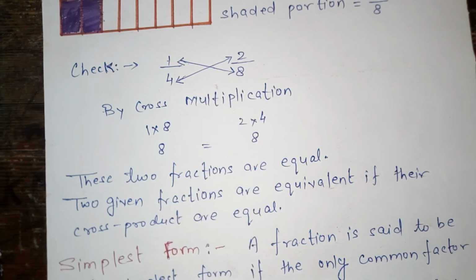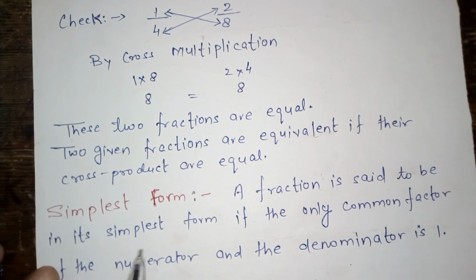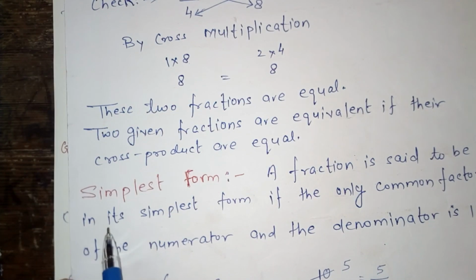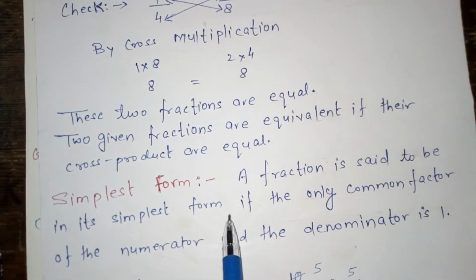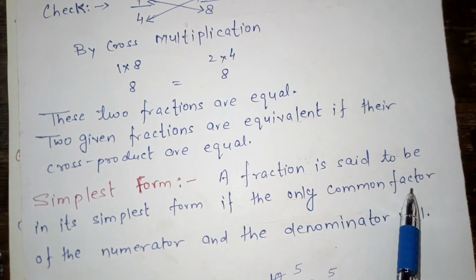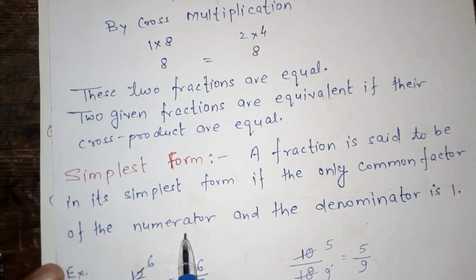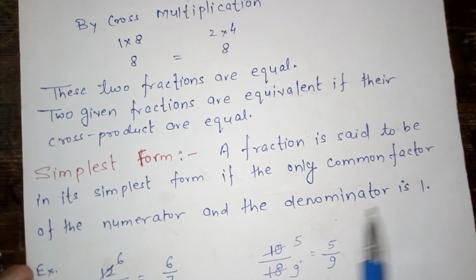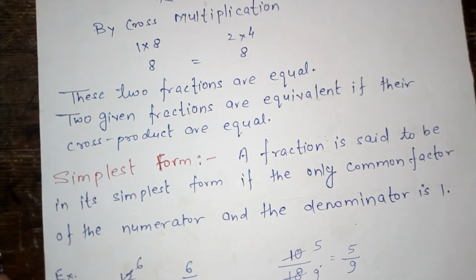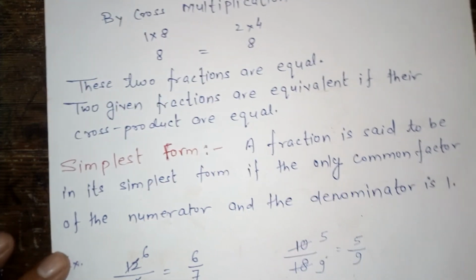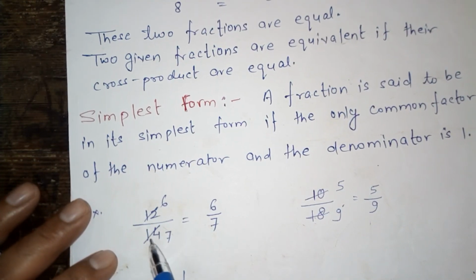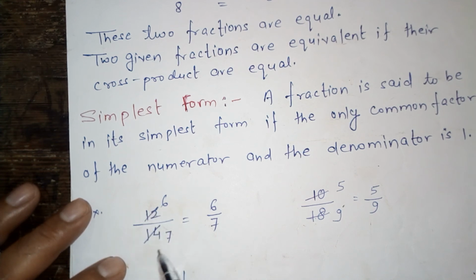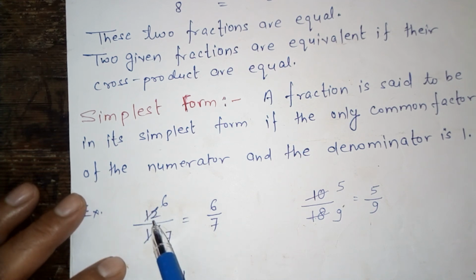Now let us discuss the simplest form. What is the meaning of simplest form? The definition is: a fraction is said to be in its simplest form if the only common factor of the numerator and the denominator is 1. I want to give you some examples. Suppose this is 12 upon 14. 12 upon 14 is not in the simplest form.